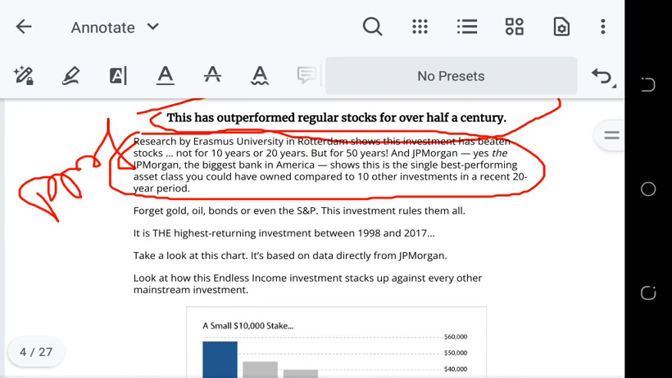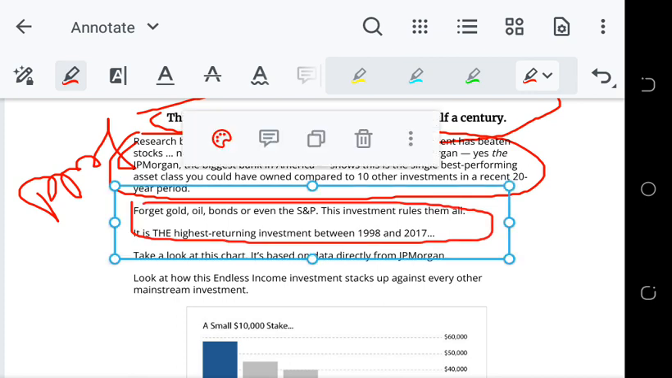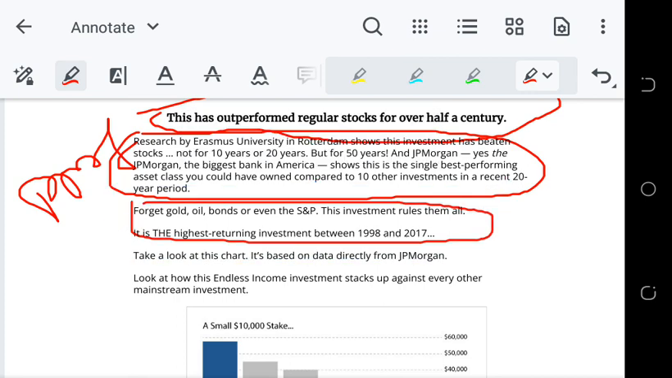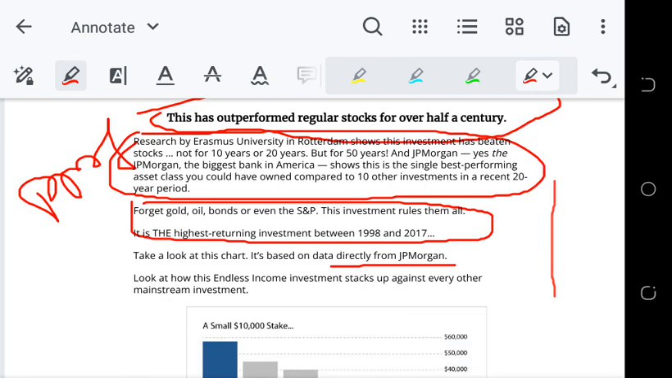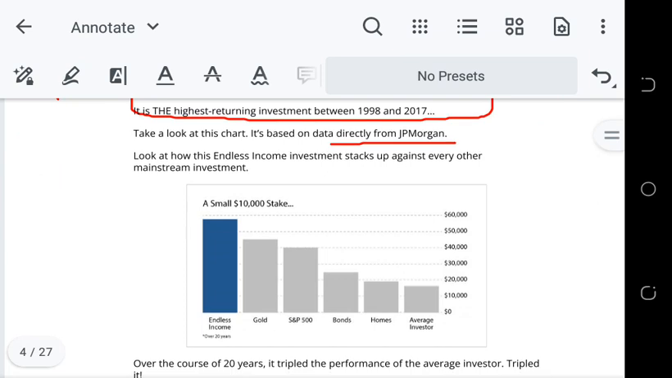Forget gold, oil, bond, or even the S&P. This investment rules them all. It is the highest returning investment between 1998 and 2007. Take a look at this chart based on data directly from JP Morgan. So these are claims right here, and then they are trying to prove using data from JP Morgan. So let's see if you can have access to that table.